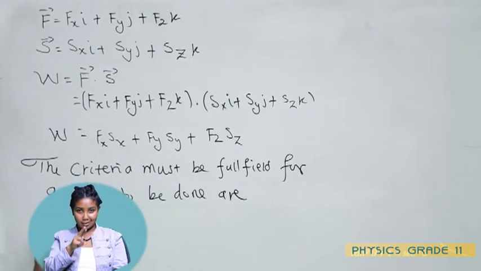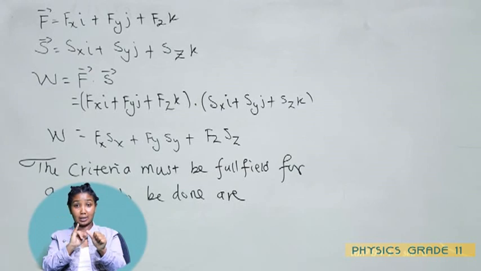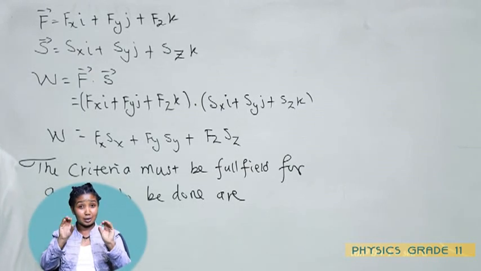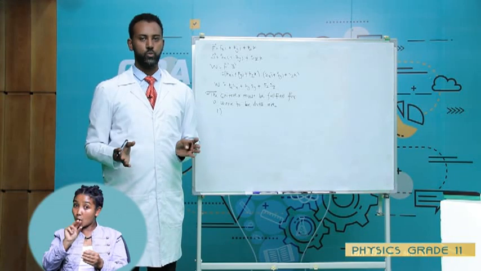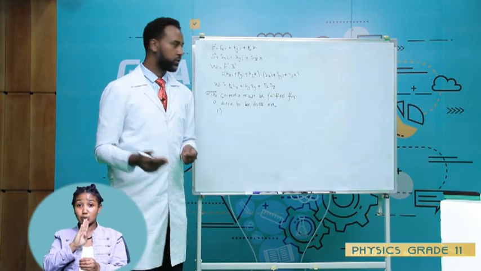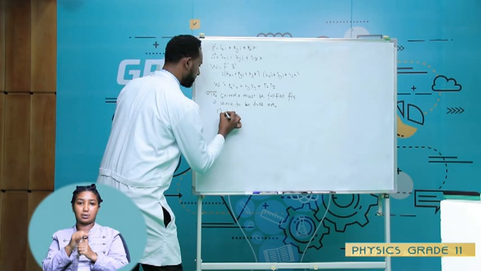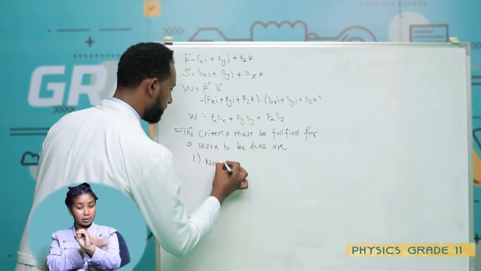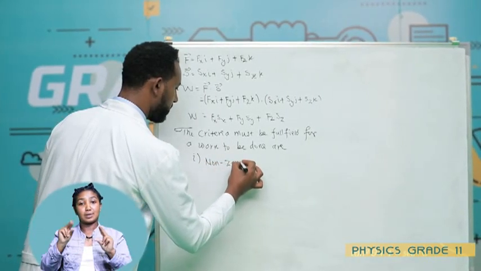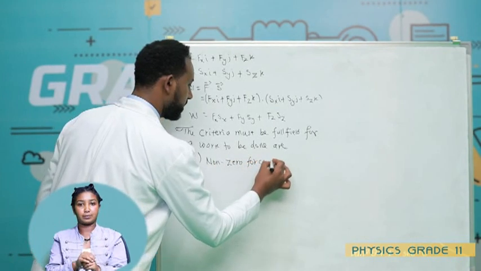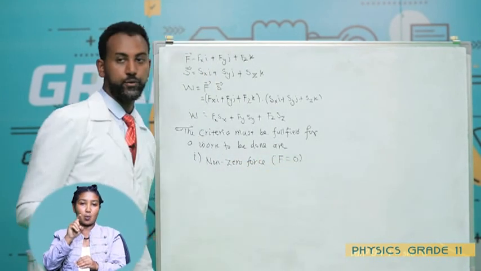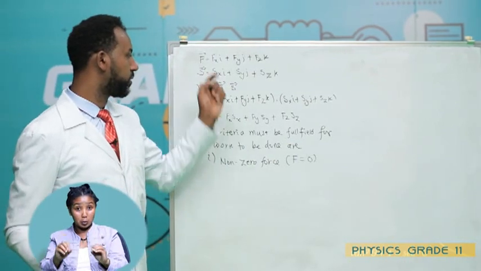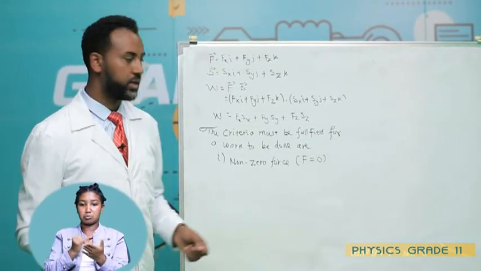The first is that there should be a non-zero force exerted on a given object. The force must not be 0. Non-zero force means the applied force must not be 0. If the force is 0, the result will also be 0. There is no mechanical work.